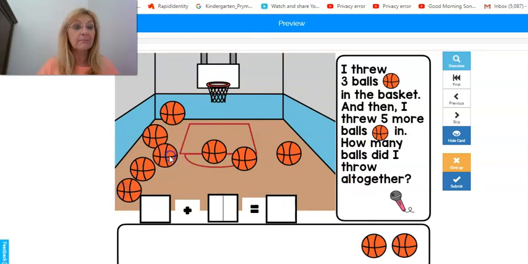Now, how many does that make in all? It says all together. What would the answer be, boys and girls? Did I hear you say 8? You had 3, and then you slam dunk 5 more. 3 and the plus sign can mean and. 3 and 5 is 8. And that equal sign is the same thing as when we say is, or equals 8. 3 and 5 is 8.